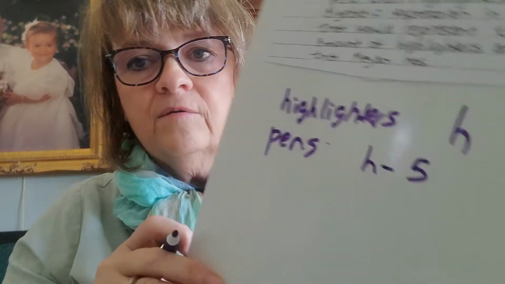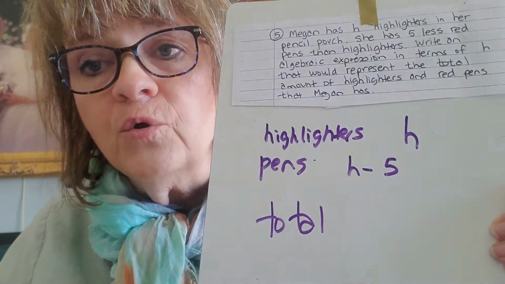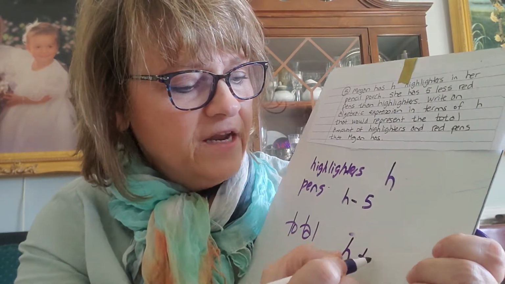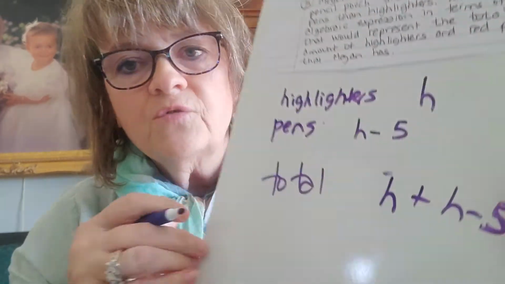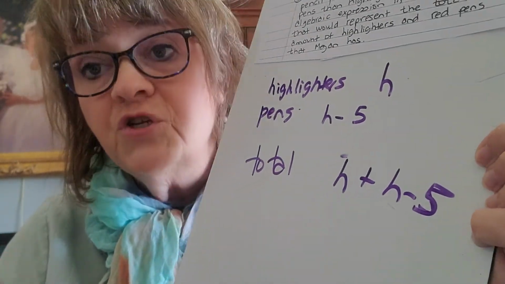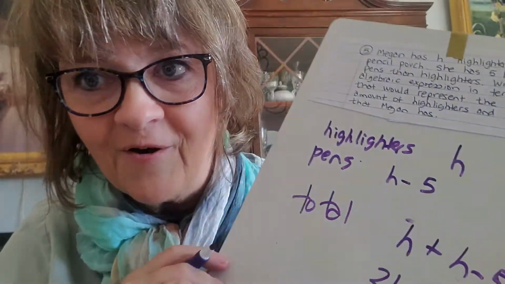All right, and then it says to write an algebraic expression that would represent the total amount of highlighters and pens. The total. They want us to add these up. They want us to add the highlighters, and they want us to add the pens to it. So then it looks like this. This is the highlighters. This is the pens. So we do want to simplify that. H plus H is 2H, and then we're going to leave the subtract 5 because the 5 doesn't have any H's at all. All right?